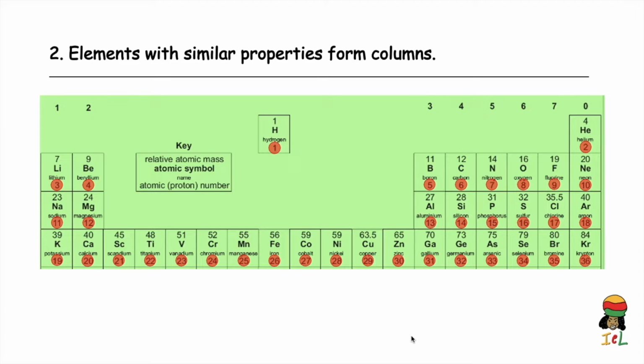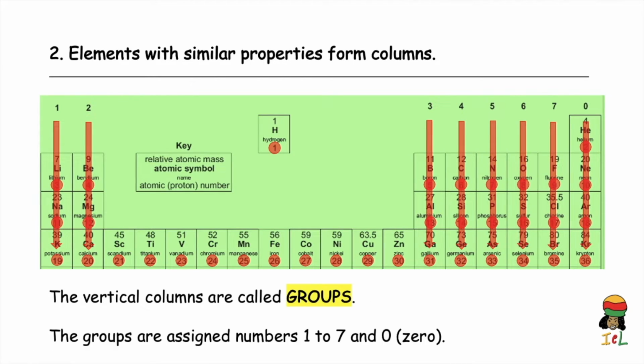The second feature, elements with similar properties form columns. Each vertical column, as shown by each running red arrow, contains elements with similar properties. For example, lithium, sodium, and potassium occur within the first column, so their properties are similar. The vertical columns are called groups. The groups are assigned numbers 1 to 7 and 0.